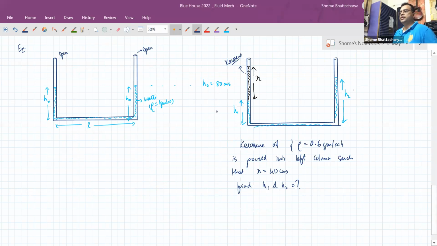Durgesh, H naught was 80. I think the way you've done the calculation, sorry, Aditya, you might have taken H naught as something else. Have you taken H naught as 40 by mistake instead of 80? I think your approach is correct. You've just taken the wrong value of H naught. H naught is 80 centimeters. On this side, H naught is 80 centimeters. Now we have to find H1 and H2.